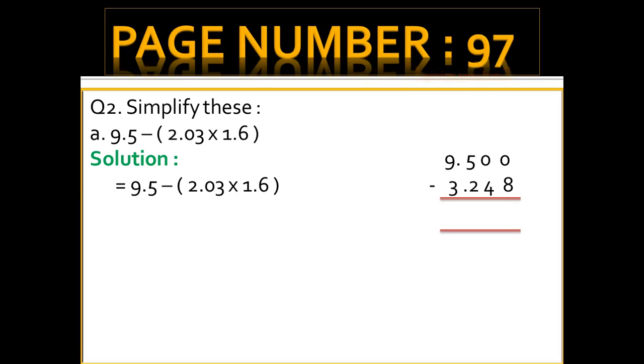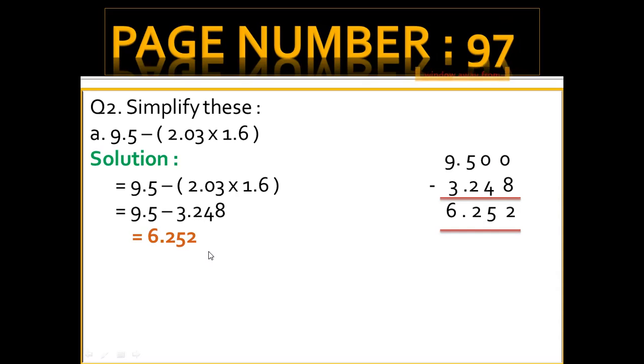Part A is 9.5 minus, in the bracket, 2.03 multiply 1.6. Only one bracket is given. First, we multiply the number 2.03 with 1.6. After the multiplication, you see that 2.03 multiply 1.6 is 3.248. Now is the turn of subtraction. We simply subtract 3.248 from 9.5.